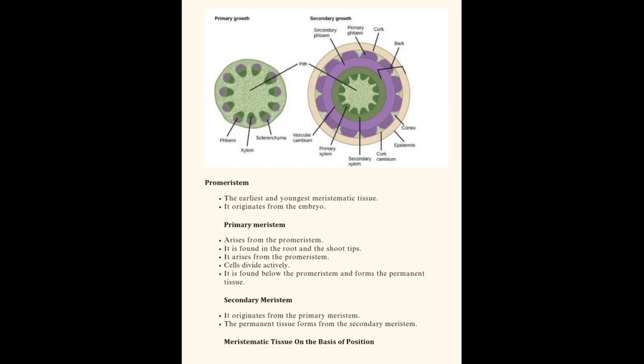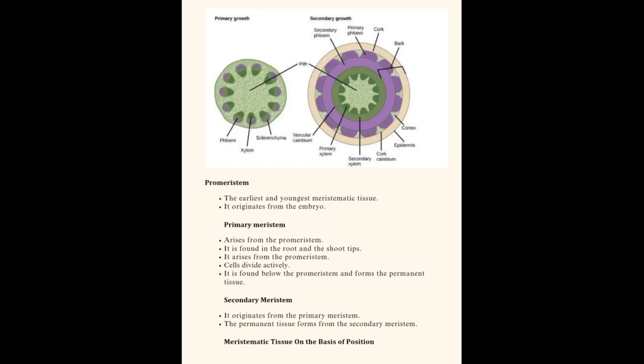It is found in the root and the shoot tips. It arises from the promeristem. Cells divide actively. It is found below the promeristem and forms the permanent tissue. Secondary meristem originates from the primary meristem. The permanent tissue forms from the secondary meristem.